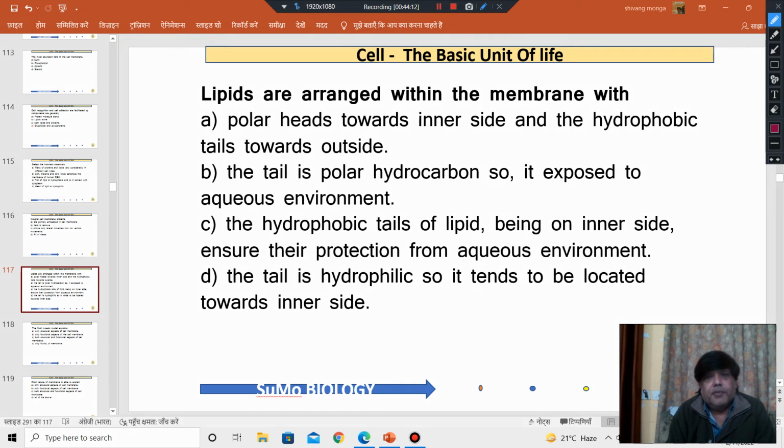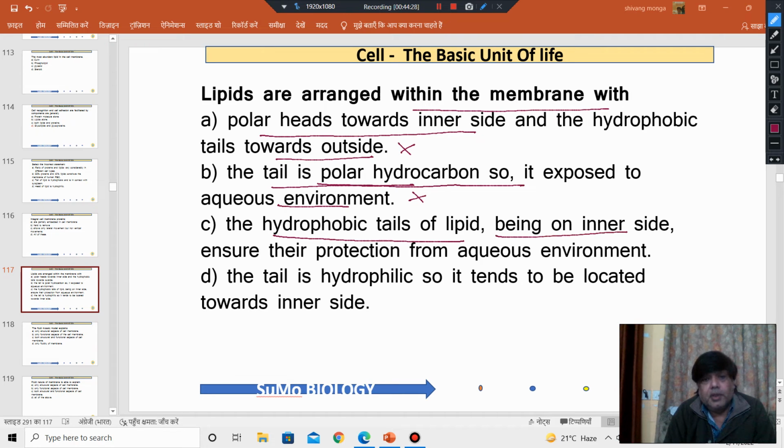Lipids are arranged within the membrane with polar heads towards the inner side and hydrophobic tails towards the outside. No, the tail is not polar, it is hydrocarbon. Is it exposed to the aqueous environment? No, it is not exposed to the aqueous environment. The hydrophobic tail of the lipid being on the inner side ensures its protection from the aqueous environment. Yes, this is correct.